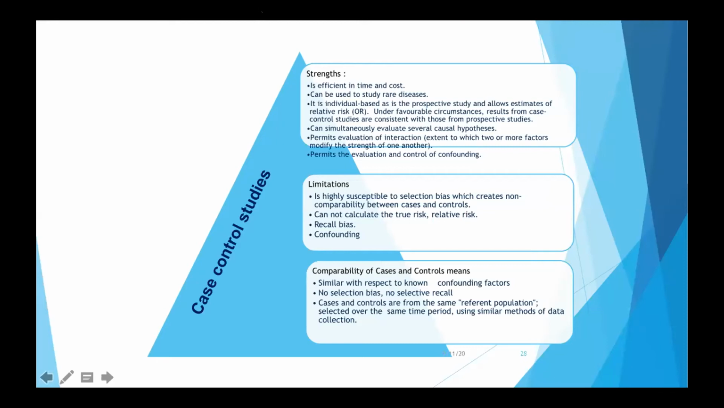طيب ايش القوه تبعت الكيس كنترول ستديز؟ السترينث تبعها اللي هي efficient in time and cost وكان be used to study rare diseases زي ما قلنا. It is individual based as is the prospective study and allows estimation of risk اللي هو relative risk تقريبا. يعني ما هي يعني الاود ريشيو لما يعني تعطيني كذا estimation شويه للريسك. اوكي طيب of risk of ايش؟ risk of ان لما صار اللنج كانسر فور اكزامبل ان اللنج كانسر الريسك في او خلينا نقول risk factor اللي may cause lung cancer اللي هو smoking. تعطيني أرقام منها. we'll not go through اللي هي calculation بس إنه odd ratio it give you خلينا نقول estimation of relative risk إحنا نسميها between factor causing a disease.